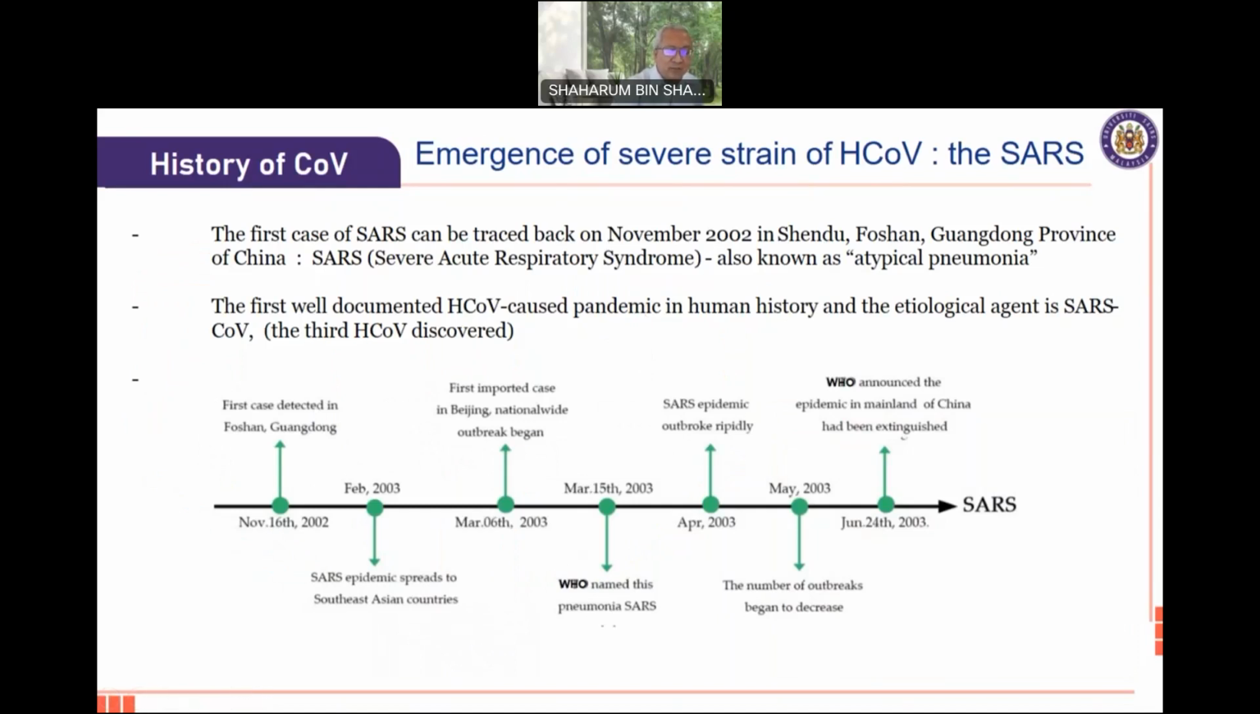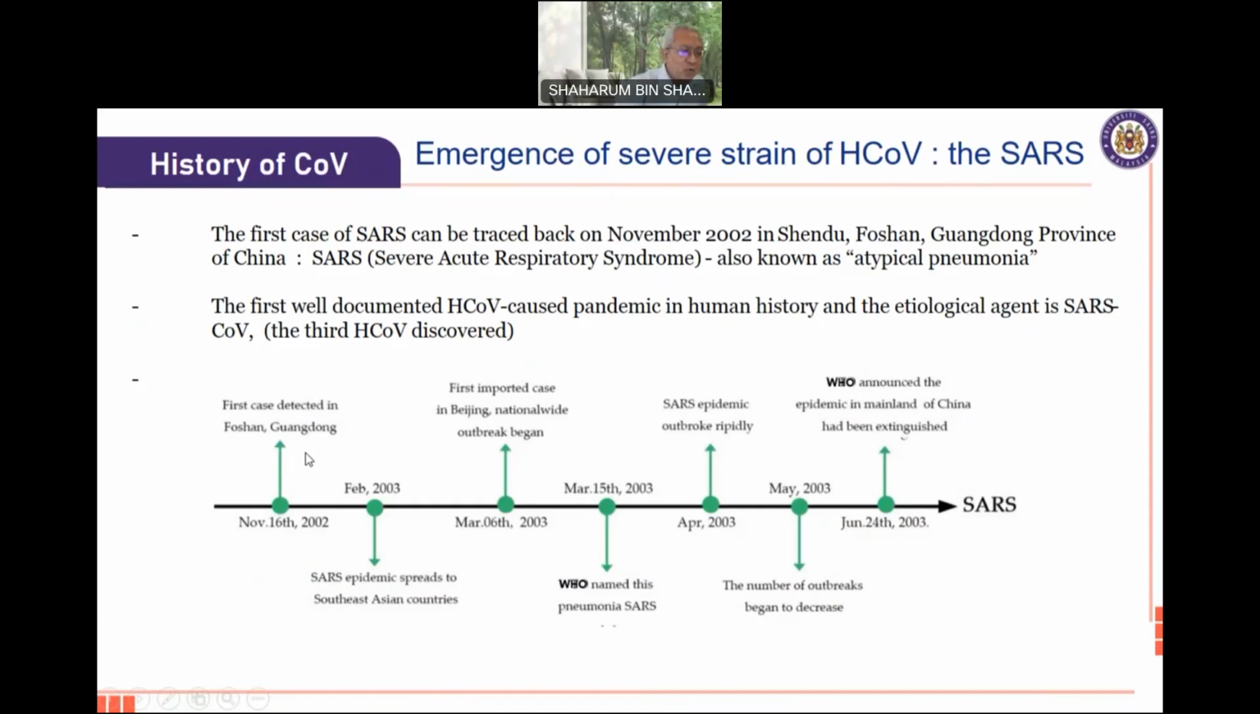After the year 2000, there was the emergence of a severe strain of human coronavirus that they call SARS. This is known as severe acute respiratory syndrome, also known as atypical pneumonia. It was the first well-documented human coronavirus that caused a pandemic in human history, and the agent is SARS-CoV. In this case, we now call it the first SARS-CoV, because COVID-19 is SARS-CoV-2.